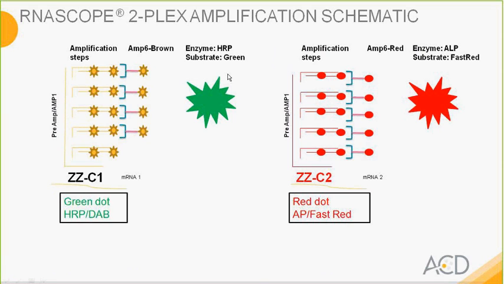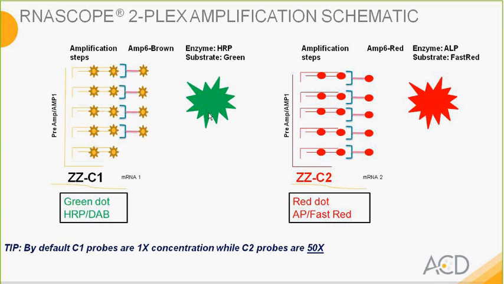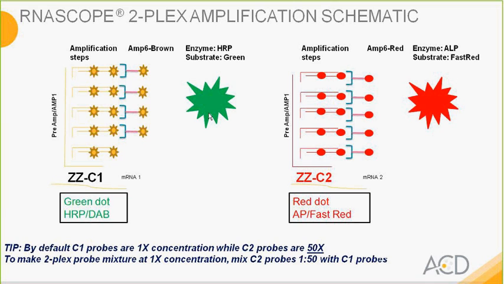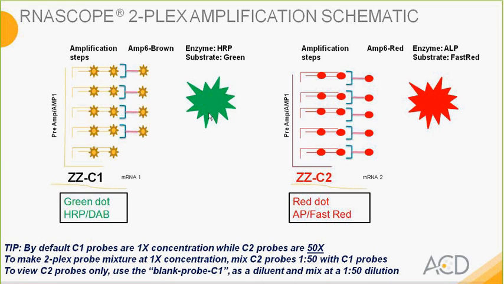In the 2-plex system, HRP enzyme utilizes the green substrate, and this reaction produces a green signal. Subsequently, alkaline phosphatase and fast red produces a red signal. By default, C1 probes in the 2-plex chromogenic assay come as 1x concentration, and C2 probes come as 50x concentration. To make the 2-plex probe mixture, you will need to dilute C2 probes into C1 probes in a 1:50 dilution.